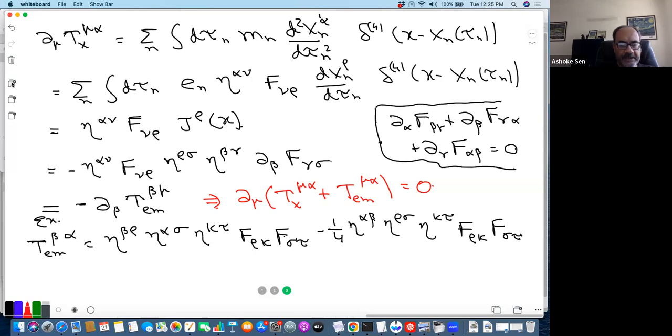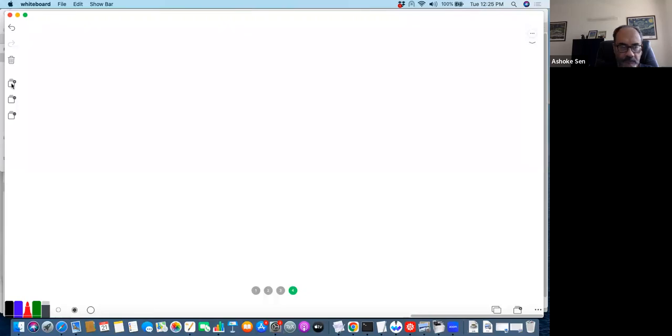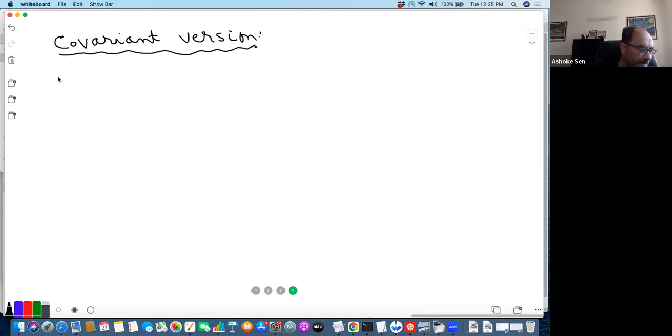So one can easily write down a covariant version of this. That basically replaces the etas by G. So let me write the covariant version. This is now in curved space time. So T and beta alpha.